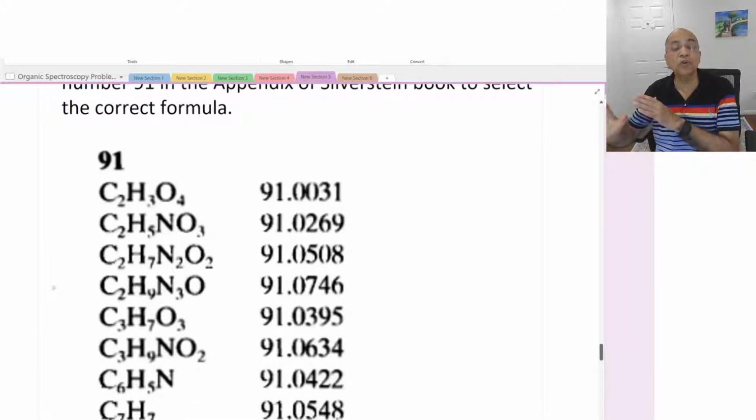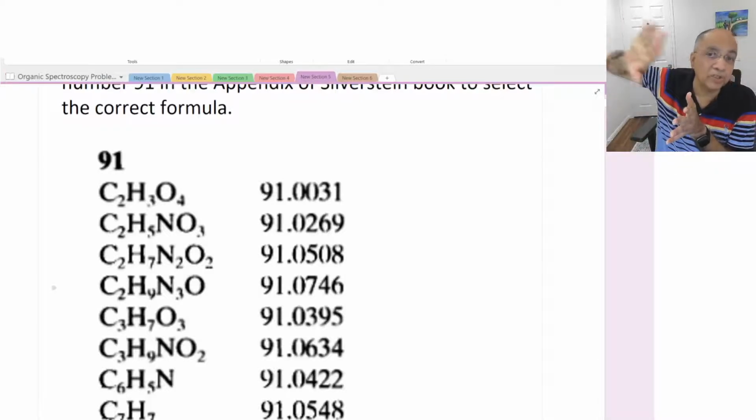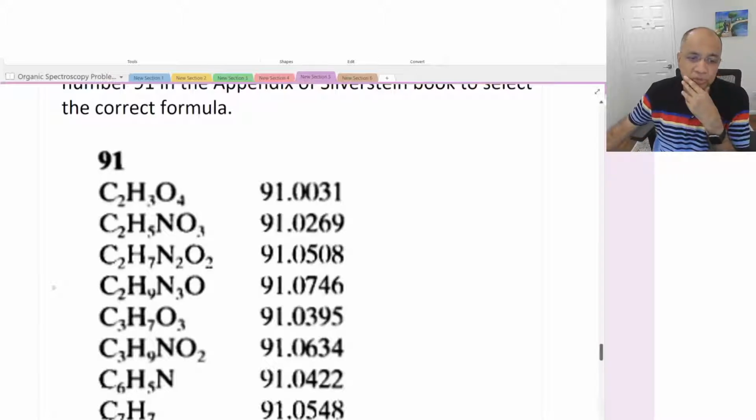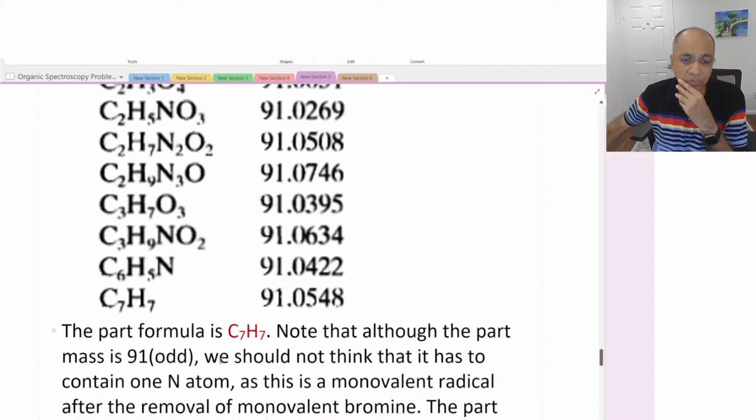And the suspicion of not having nitrogen is already there because we have already subtracted a monovalent bromine atom. So this is not a full molecule, it's a part of the molecule. So it can be odd. So this is our best choice. C7H7 is the part formula.